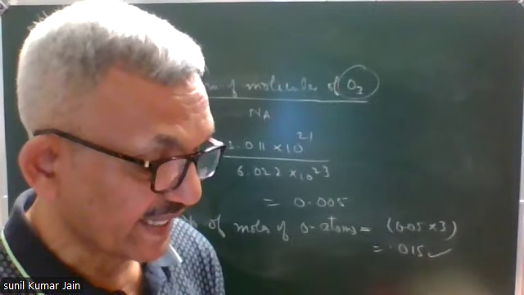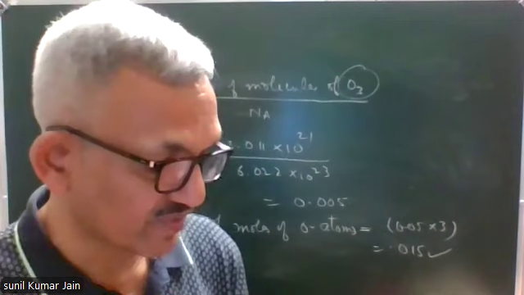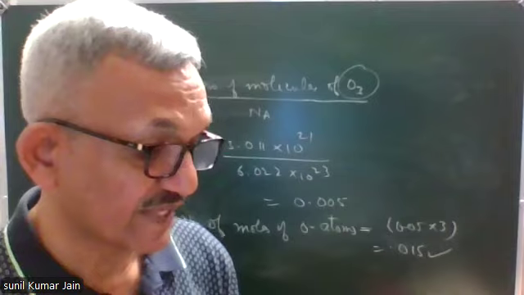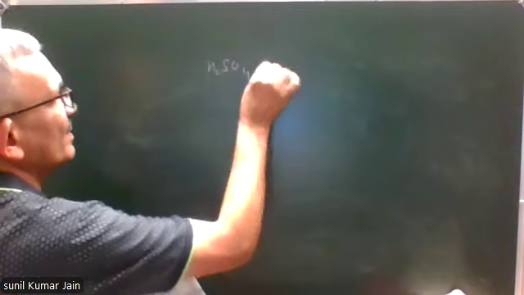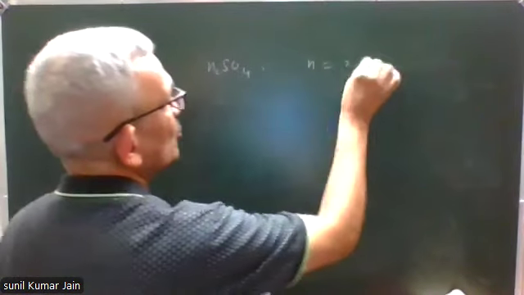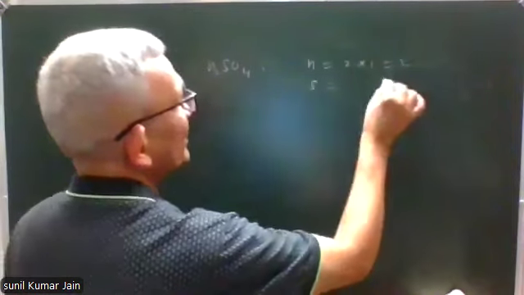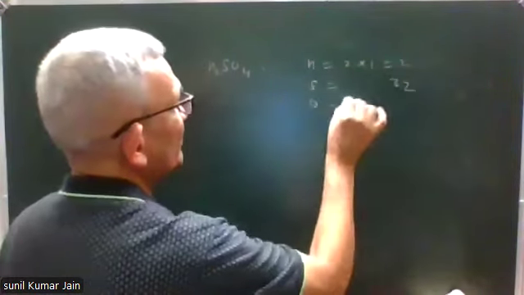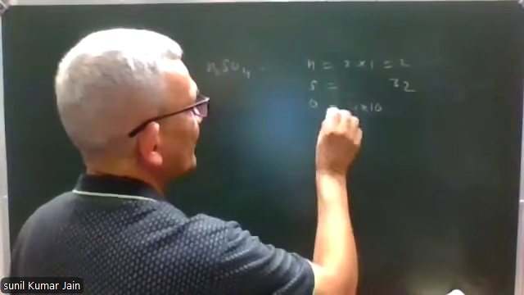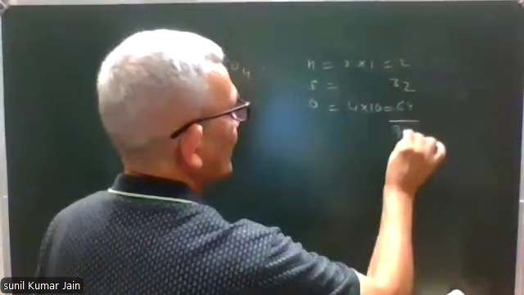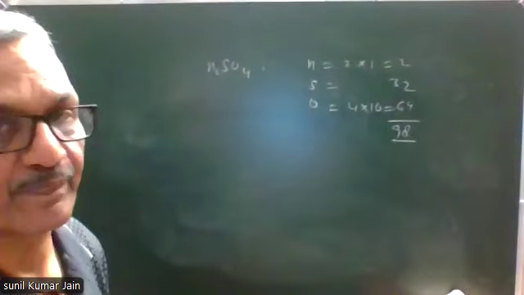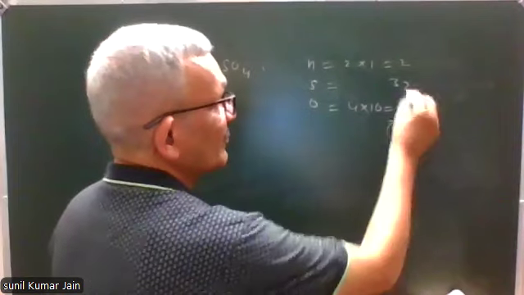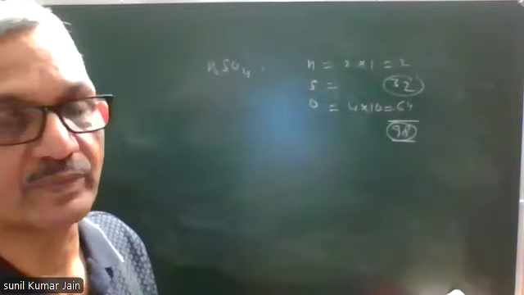Next, 9th. Calculate the amount of sulfur, means mass, amount of sulfur in 0.95 kilogram of sulfuric acid. See, we'll calculate the molecular weight of sulfuric acid. Hydrogen will be 2 into 1, sulfur will be 32, oxygen will be 4 into 16, 64. Molecular weight is 98. Out of 98 grams of sulfuric acid, sulfur is 32.